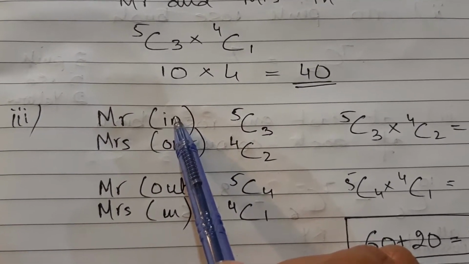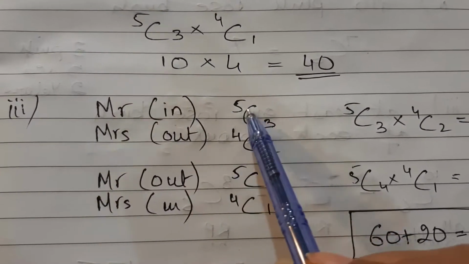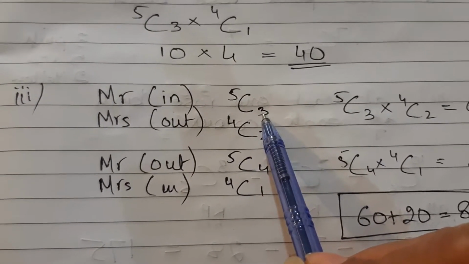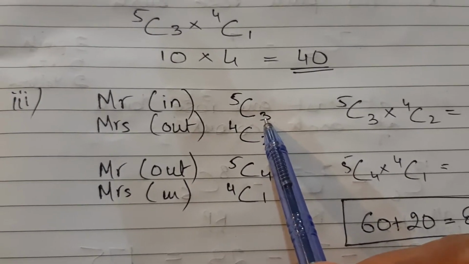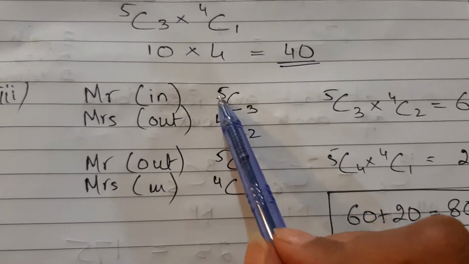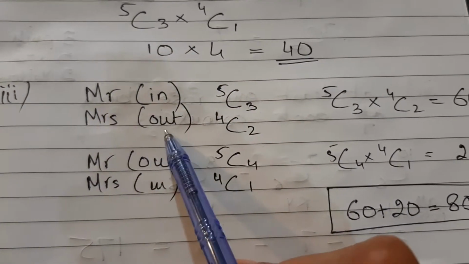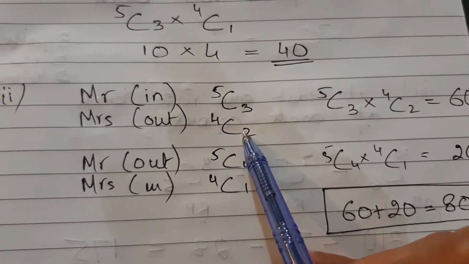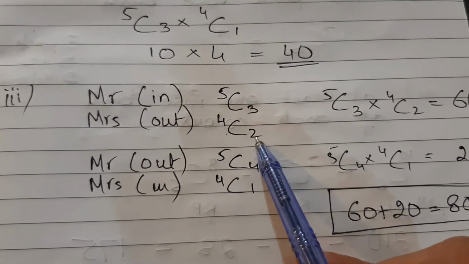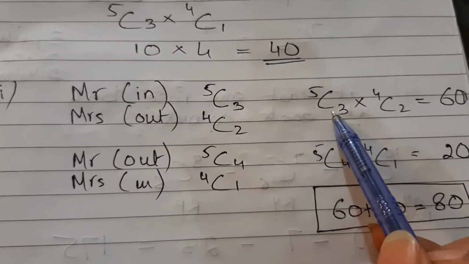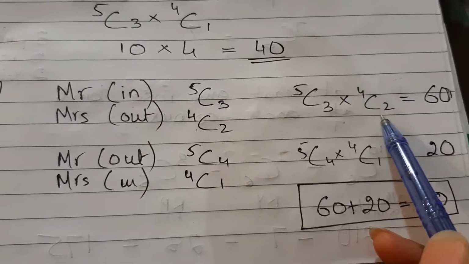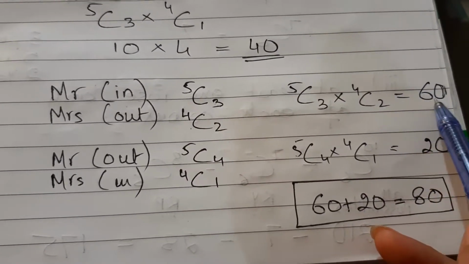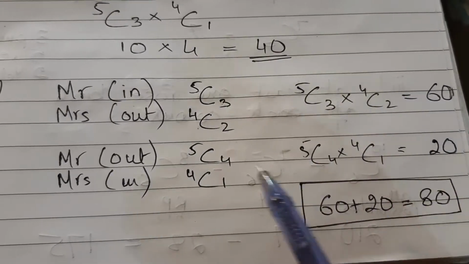So from the total 5 sons, I have to select only 3 more, because altogether I need 4 male and Mr. is already in. So it is 5C3. Now Mrs. is out, so there are 4 daughters and I have to select 2 female. So 4C2. So it will be 5C3 into 4C2. This is the case when Mr. is in and Mrs. is out.